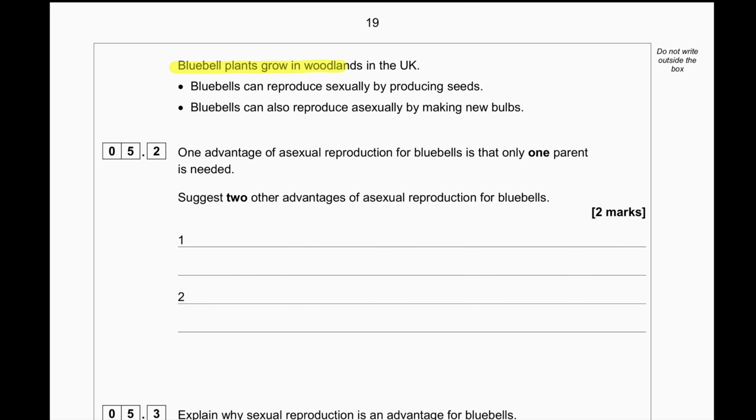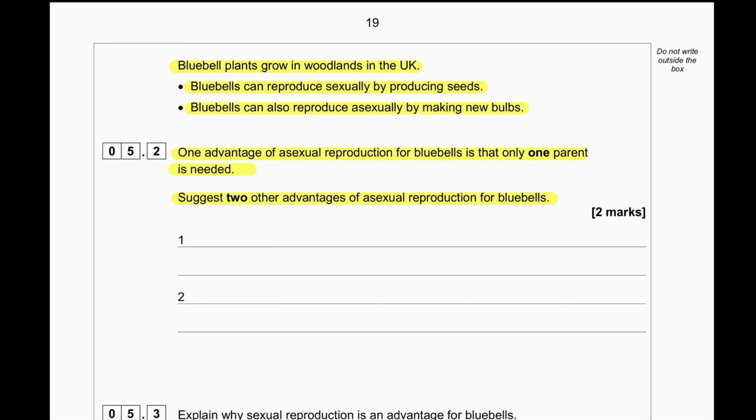Bluebell plants grow in woodlands in the UK. Bluebells can reproduce sexually by producing seeds. Bluebells can also reproduce asexually by making new bulbs. One advantage of asexual reproduction for bluebells is that only one parent is needed. Suggest 2 other advantages of asexual reproduction for bluebells.